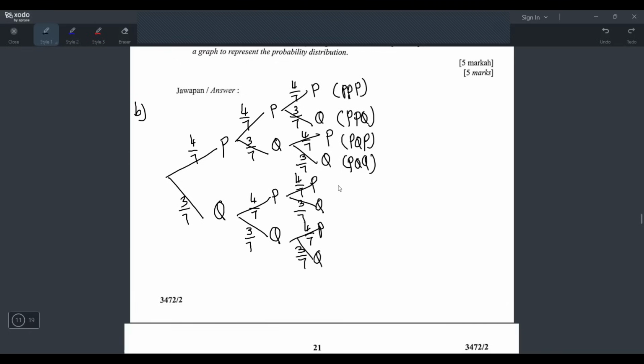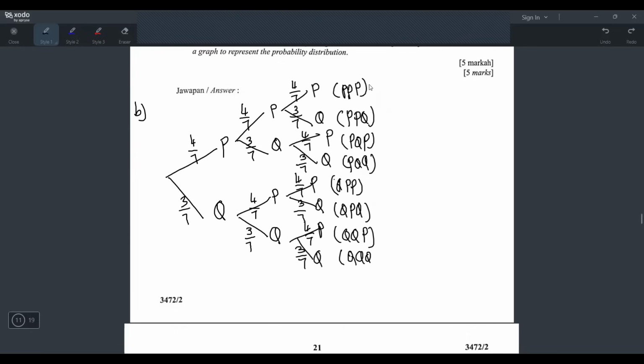Okay, and then this one is Q, PP. This one is Q, PQ. This one is Q, QP. This one is Q, QQ. And this is all the possibilities, right? So let's say I want to find the probability of PQP. Then I'll just take 4/7 times 3/7 times 4/7. Right? If I want the probability of this one.